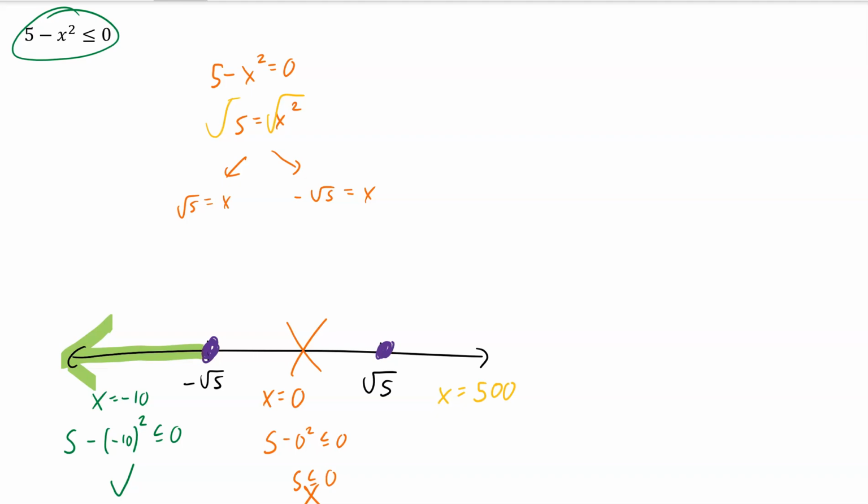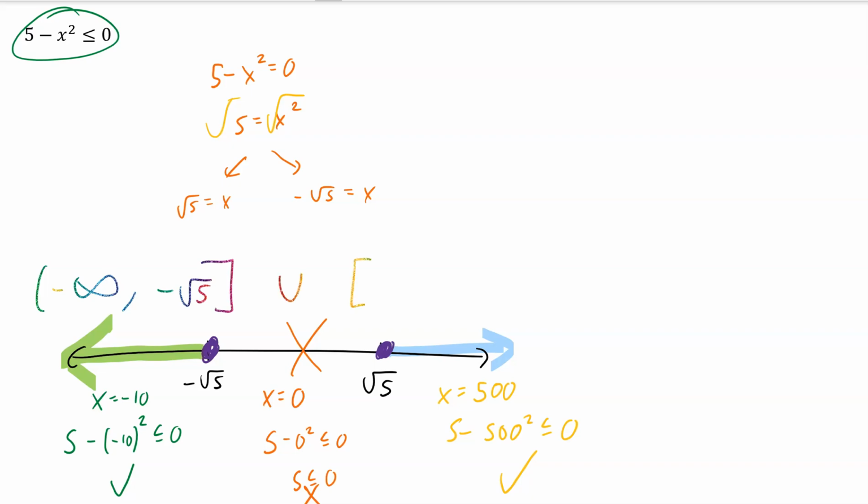And if I plug in 500, I get 5 minus 500 squared, which who really cares what that is? I plugged in a big enough number that I am positive that's going to come out to a negative, less than or equal to 0, which is true. So my final answer goes from -infinity to -√5, including -√5, union with square root of 5 up until infinity.